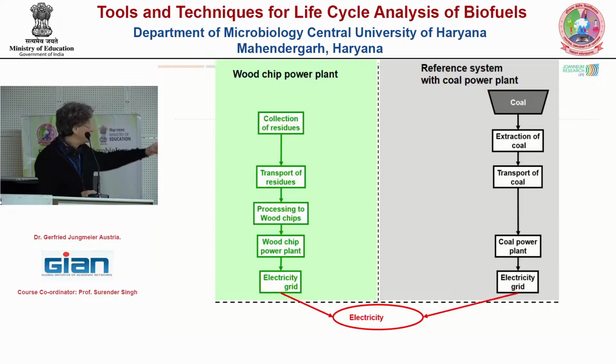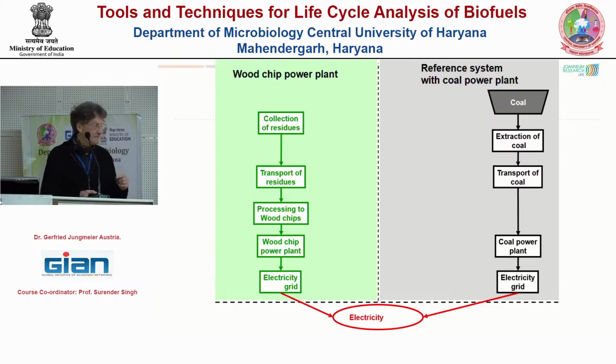On the right hand side you have the coal extraction and the thermal power plant from coal providing electricity, and on the left hand side you're collecting the wood chips, you transport the residues, you process it to wood chips because they need to be cut or dried, you burn them, and then via the electricity grid you can provide electricity to the consumer.